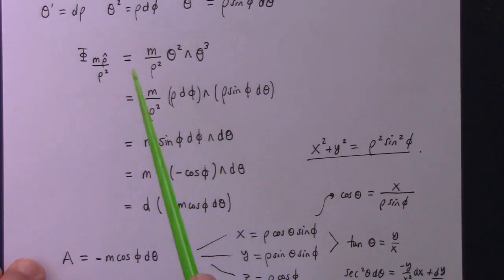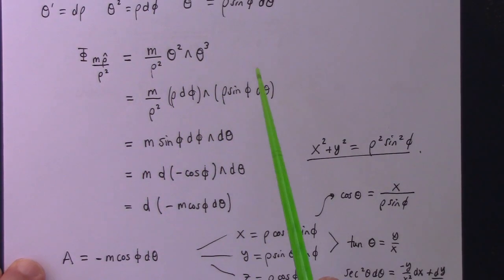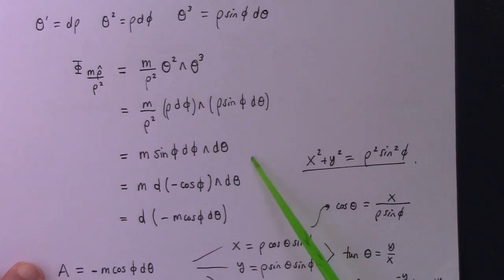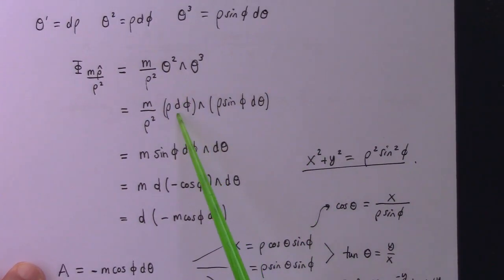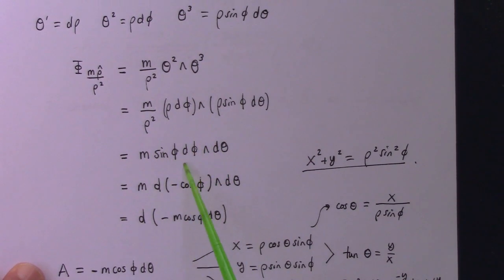So this is going to, by definition, be that. And then if I put in what the spherical frame is, that gives me theta 2 is rho d phi, and theta 3 is rho sine phi d theta, which gives me a d phi wedge d theta, and then this m sine phi business here. And that's actually kind of nice, because I can think about how to essentially integrate this, in other words, how to look at this as the exterior derivative of a 1 form.